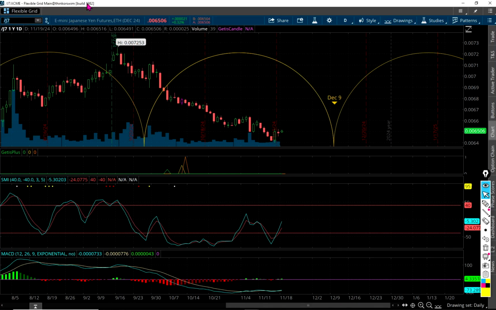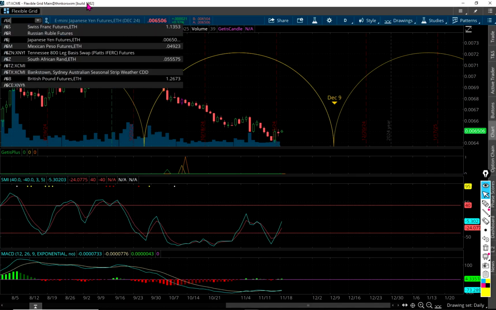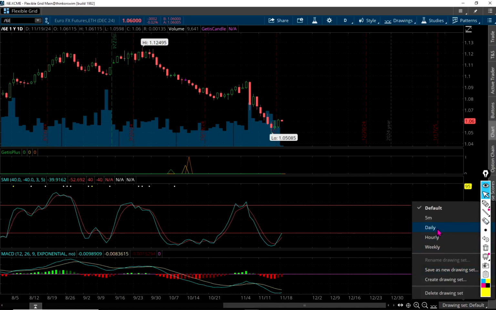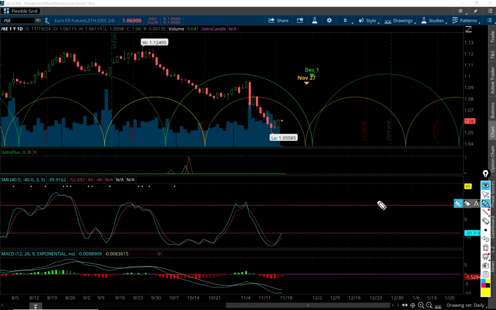Not very strong at all here in the Japanese yen. Looks weak to me. Euro dollar, kind of the same scenario, right? A lot of work to do to prove that it's still not weak. November 27th, December 1st are the cycle lows. Yeah, if it gets way up into here and this somehow gets up, okay, maybe. But that's a long way off. For now, it still looks weak.